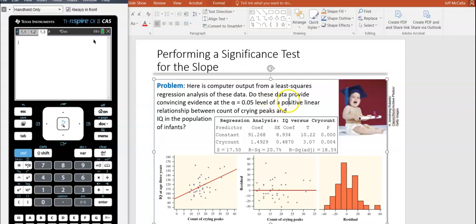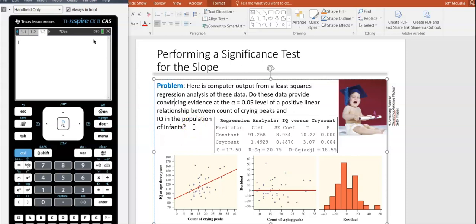Is there convincing evidence of a positive linear relationship between count of crying peaks and the IQ? That's the key that this is a slope test, because it's talking about a positive linear relationship, that's slope, right? So you're going to look at the answers and try to figure it out. Let's go through the sheet and think about what we need to do first.